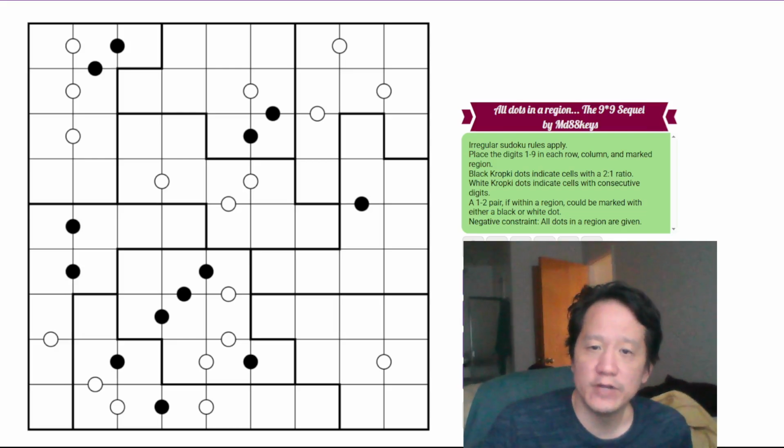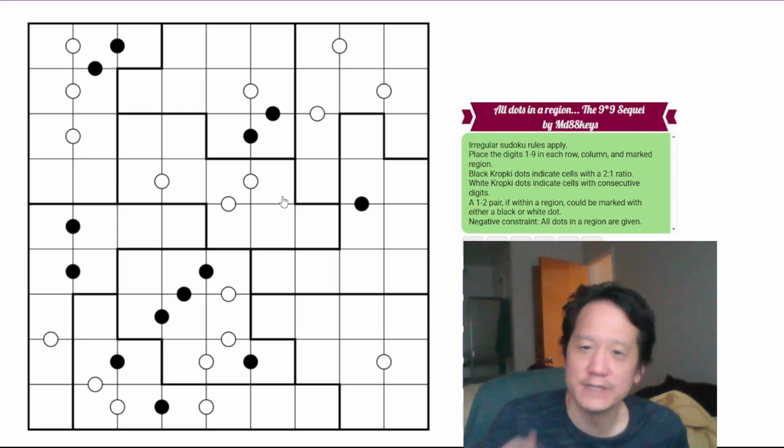Today's very easy puzzle is called All Dots in a Region, the 9 times 9 sequel by MD88 Keys, or Dr. Piano, I guess you could say.